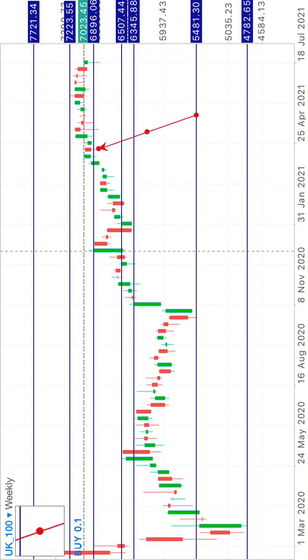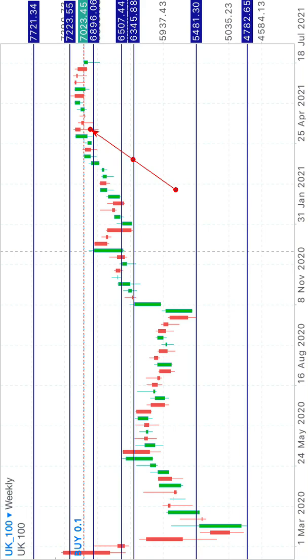Because if you check, 6896 has been retested so many times. 1, 2, 3, 4. This support line has been tested 4 times, and the longer the support is tested, the stronger it becomes. So this level has been tested many times. That's why I'm saying on the weekly, prices are consolidating above an important level, which is 6896.